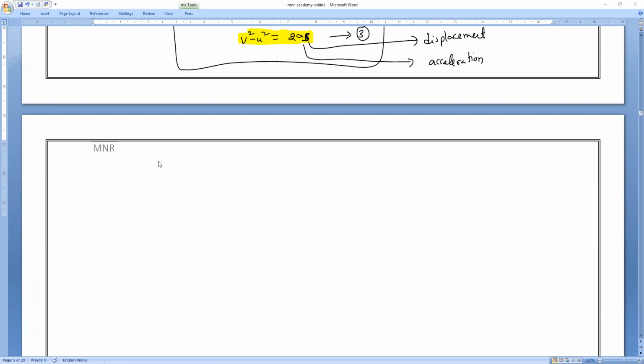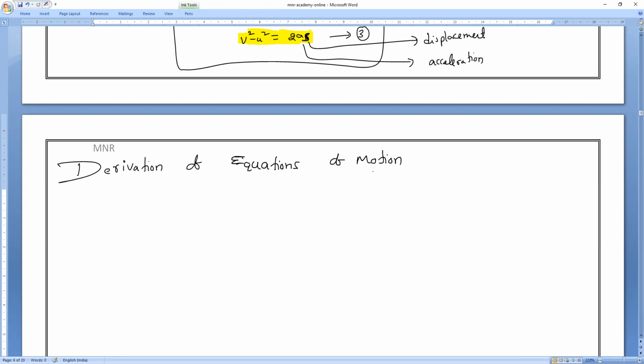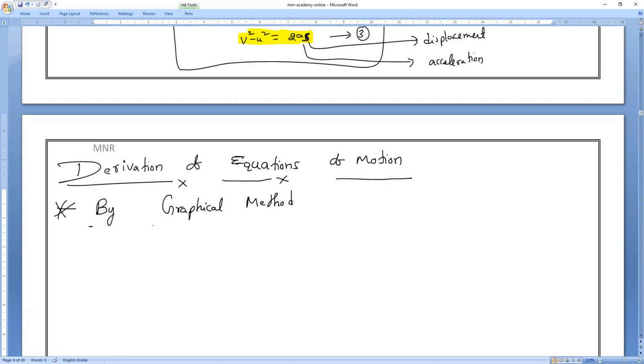Derivation of equations of motion. We can use two methods. First, today we will solve by using the graphical method, and tomorrow's class by using what method? The mathematical method, which means algebra. So today's class we are going to study by the graphical method, from the graph.